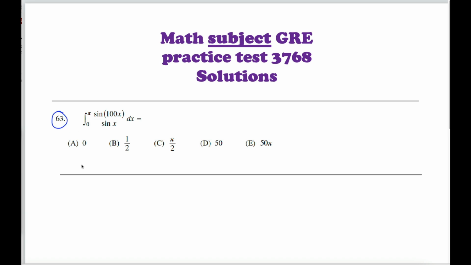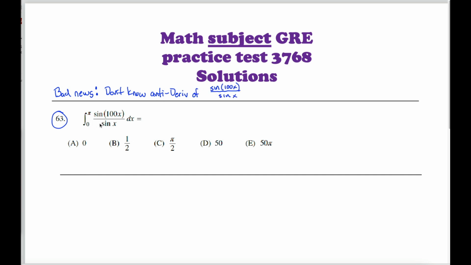Almost done. Question 63. This is actually kind of a fun little problem. We're asked to integrate this expression, sine of 100x over sine of x, from 0 to pi. So I guess your first instinct is probably to use the evaluation theorem. Unfortunately, I don't know the antiderivative of the integrand here, sine of 100x over sine of x. That's too bad, because that's kind of our standard way of evaluating definite integrals.